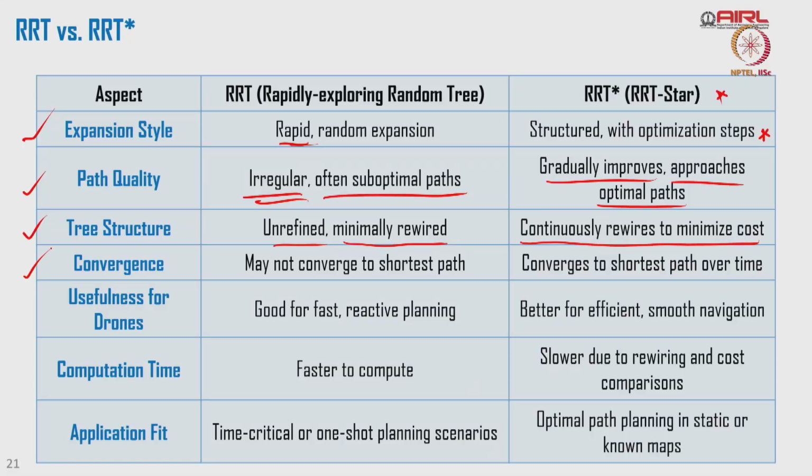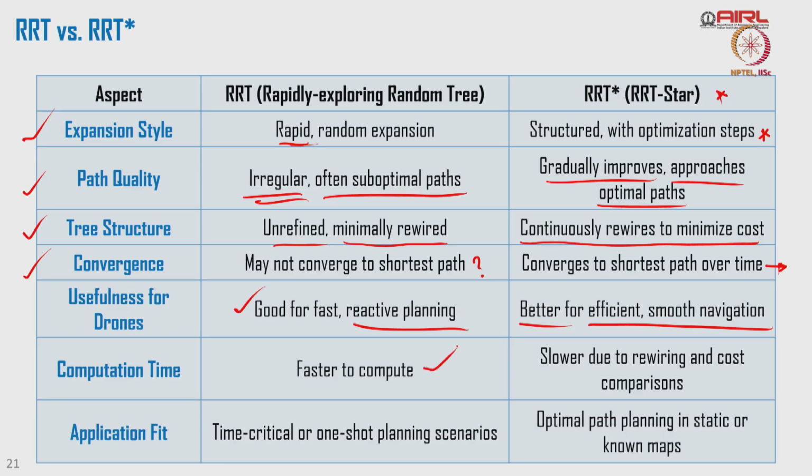Convergence: RRT may not converge to the shortest path. However, in RRT star it will converge to the shortest path over time. So, this is also a problem for RRT, right. Now, usefulness for drones: RRT is good, fast and reactive planning, but RRT star is better for efficient and smooth navigation. So, it will find the shortest path, and it will give you a smoother path compared to RRT.